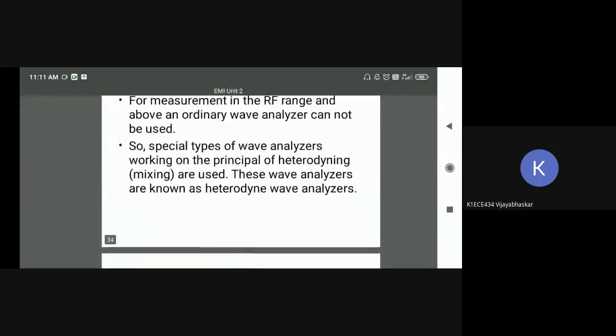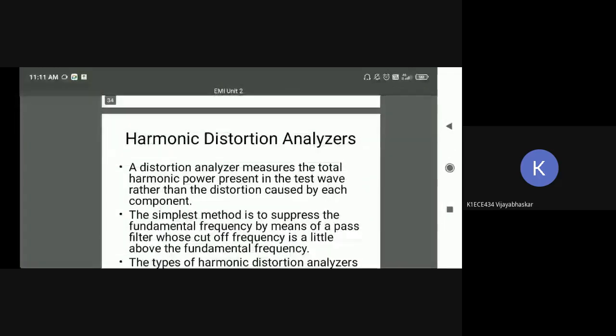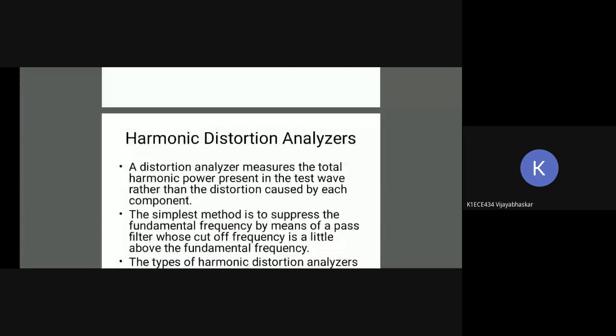Okay, students. So we are discussing the harmonic distortion analyzer. The harmonic distortion analyzer is one type of wave analyzer. So basically, what is the definition of a wave analyzer? It is an instrument which provides a waveform in which different frequencies are present. We have to fix a single frequency only and reject all the other frequencies. That instrument is known as the wave analyzer.